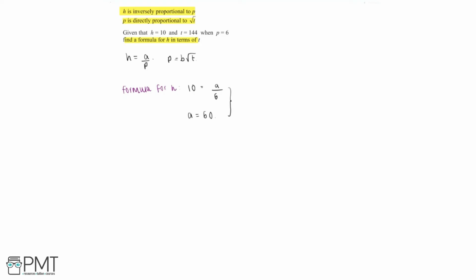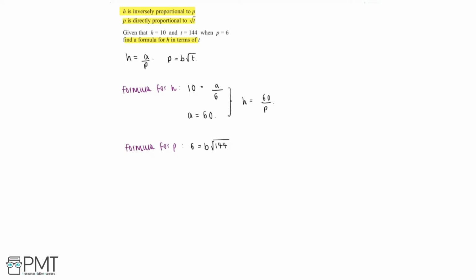And so we've found that h is equal to 60 over p. Now we need to find the formula for p. We said that p is equal to b multiplied by root t. We know that p is equal to 6 when t is equal to 144, and we need to find b. And so we can say that 6 is equal to b multiplied by the square root of 144.